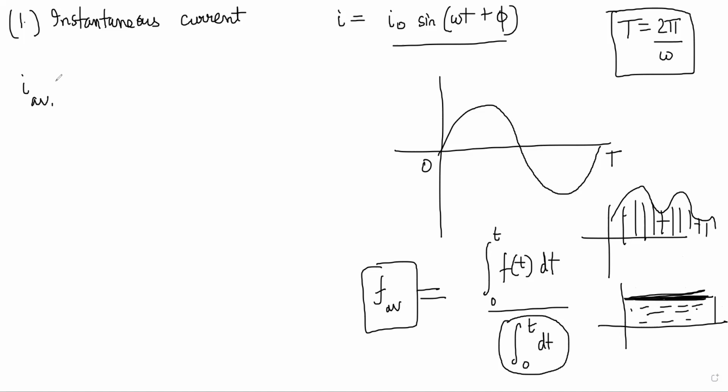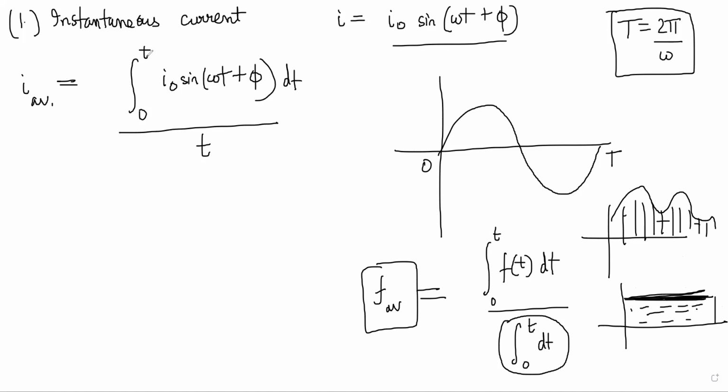So I average also, we will take the integral from 0 to T of I naught sine(omega t plus phi) dt divided by T, the total length of this interval. Now, if you take 0 to time period T, then you will realize that over one time period, the sine function will give zero answer on the integration.